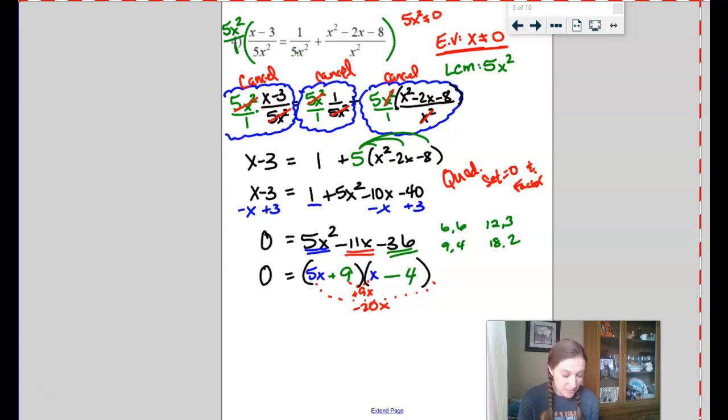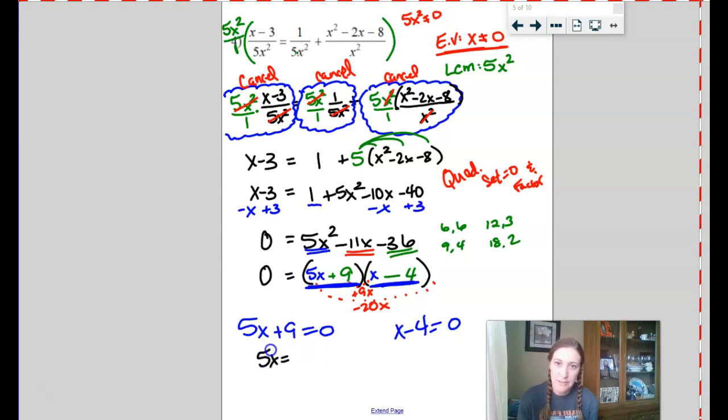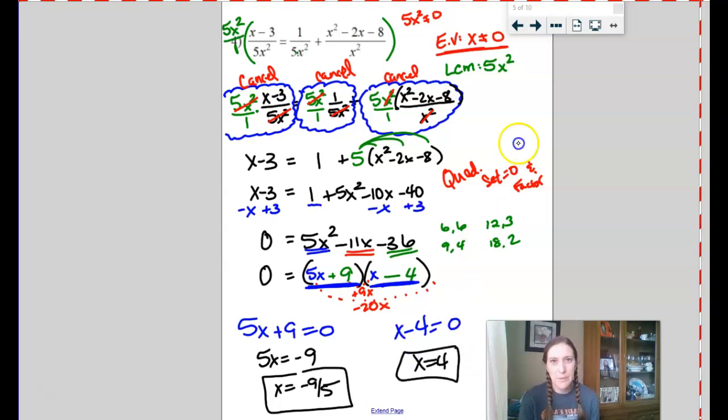Because now I need to take those factors and actually solve them. So this factor right here, 5x plus 9 equals 0. I'm going to have to solve that in addition to solving this one. X minus 4 equals 0. This one takes a couple steps, but it's not awful. You're going to subtract 9 from both sides. And then divide by 5. So negative 9/5. And then over here, obviously that one's easy. Add the 4 over.